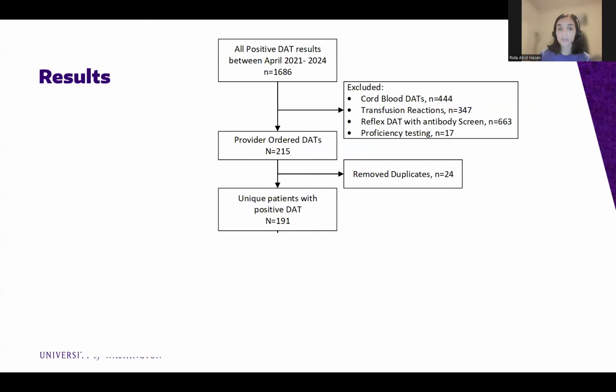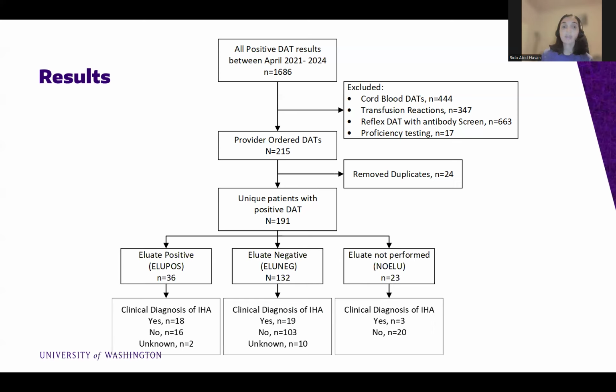There were patients within this group who had multiple DATs drawn at different time points, so I removed the duplicates to account for 191 patients total who had a positive DAT. Of these, 36 patients had a positive elution, 132 had a negative elution, and for 23 patients I couldn't find any record that an elution study had ever been done. The clinical diagnosis of immune hemolytic anemia was made in 18 patients in the elution-positive group, 19 patients in the elution-negative group, and 3 patients in the no-elution-performed group.